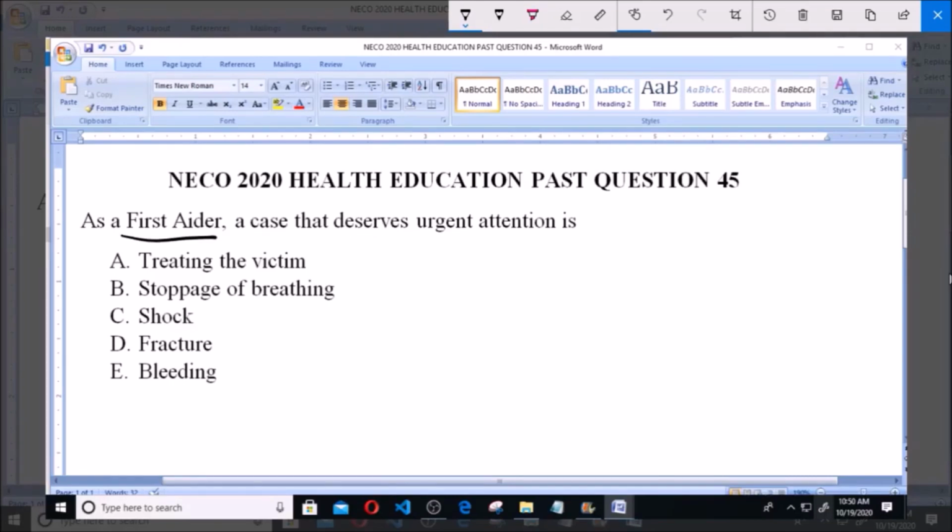Now, as a first aider, when you are faced with several cases, maybe during an accident, some of the victims have stopped breathing, some are under shock, some have fractures, and some are bleeding. The case that requires the most urgent attention is bleeding. The primary thing that the first aider should do is to stop the bleeding first, because blood, as you know, is the substance of life in the body. When bleeding continues and much blood is lost, it will result in shock, and progressively stoppage of breathing and then death. So the first thing to do is to stop bleeding.